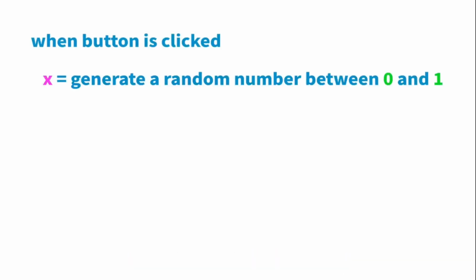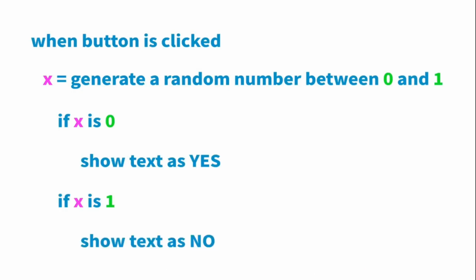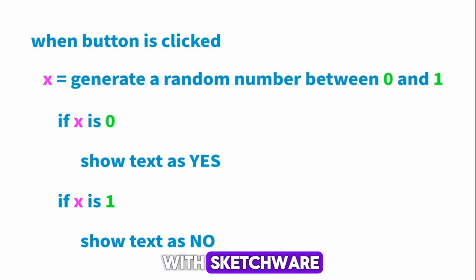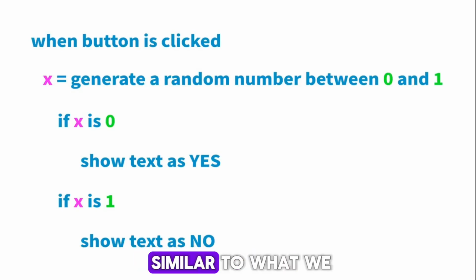If we were to put this into program, it would look something like this. When button is clicked, generate a random number between 0 and 1 and call it x. If x is 0, let Magic Ball display yes, and if x is 1, let Magic Ball display no. Simple, right? This is exactly what we're going to do with Sketchware. Sketchware uses block programming language, which will look very similar to what we just wrote down. Take a look.